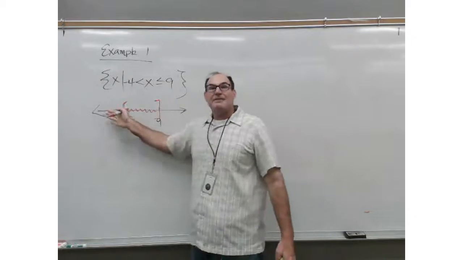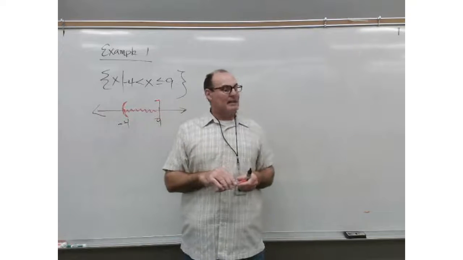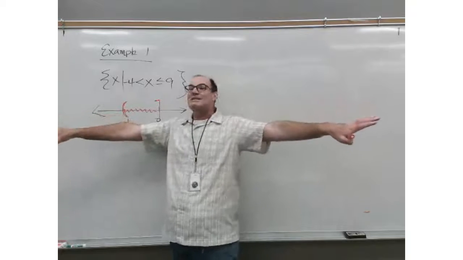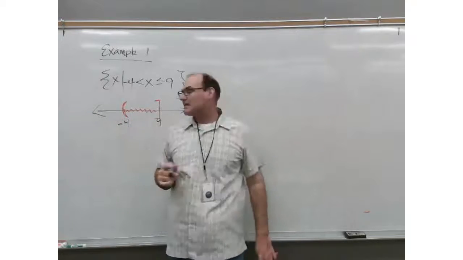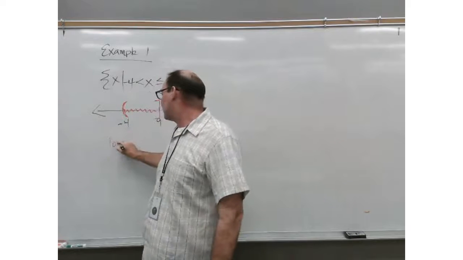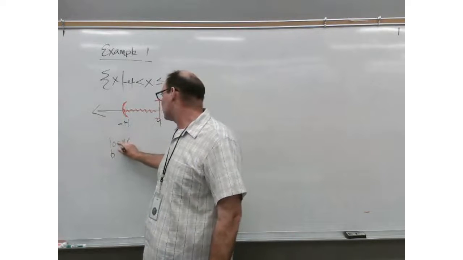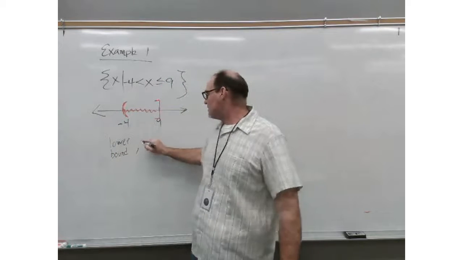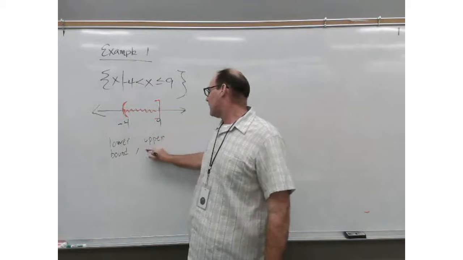So now that I've graphed this on the number line, this tells me everything I need to know about my interval. And so interval notation always, always, always, every time, every day will be written like this. You always put your lower bound on the left, comma. Then you always put your upper bound on the right.